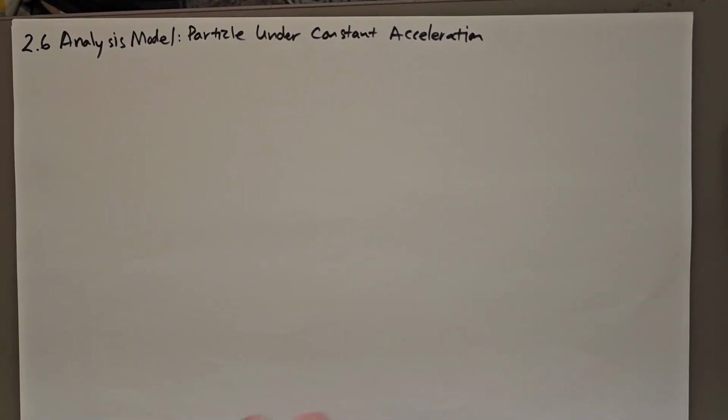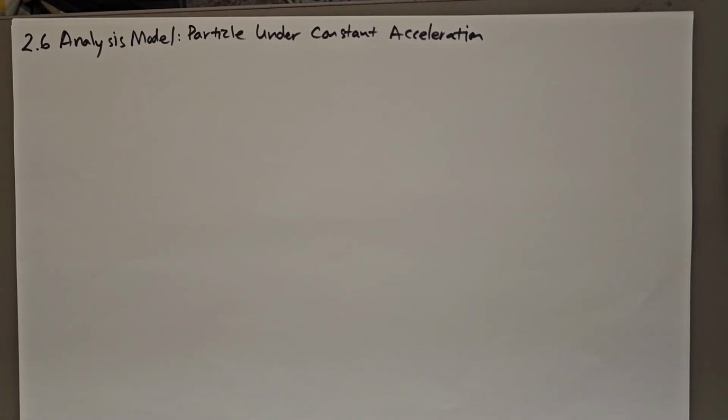Today we're covering section 2.6 of Serway and Jewett's Physics for Scientists and Engineers, 9th edition, which you can find available free online because of its generous copyright. This section covers an analysis model, particles under constant acceleration.